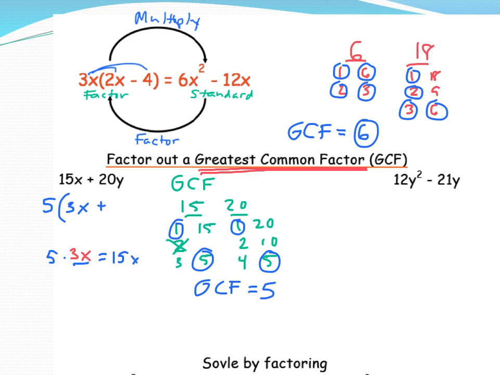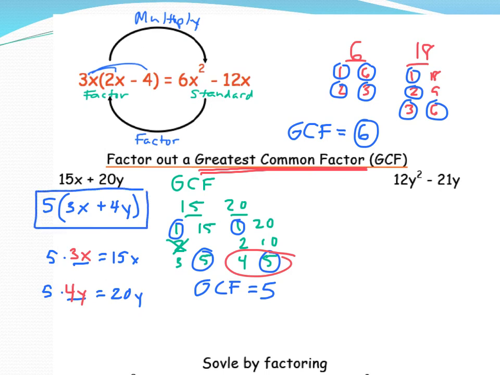Now let's think of the 20y. 5 times what would give me 20y? Again, 5 times what would give me 20? If we look over here, another way to look at it is to look at your factors. Well, 4 times 5 gives you 20, and don't forget we also have that y. So this would be left as 4y. What I've done is take out a greatest common factor, so this right here is written in factored form. That's pulling out a greatest common factor and writing it in factored form.